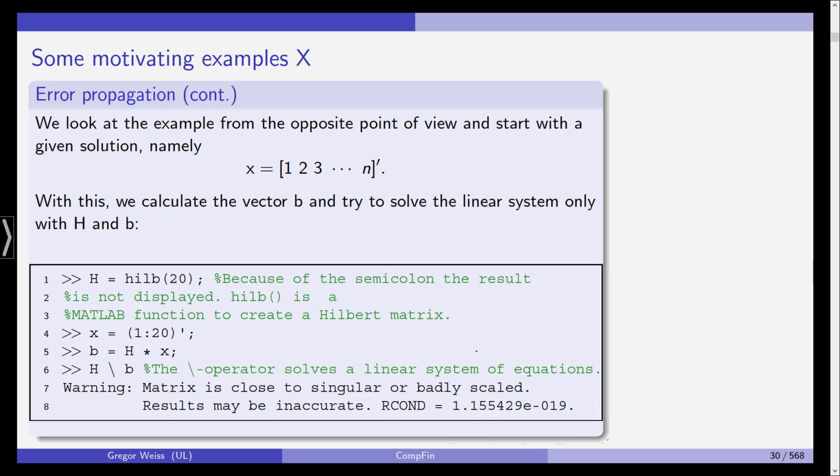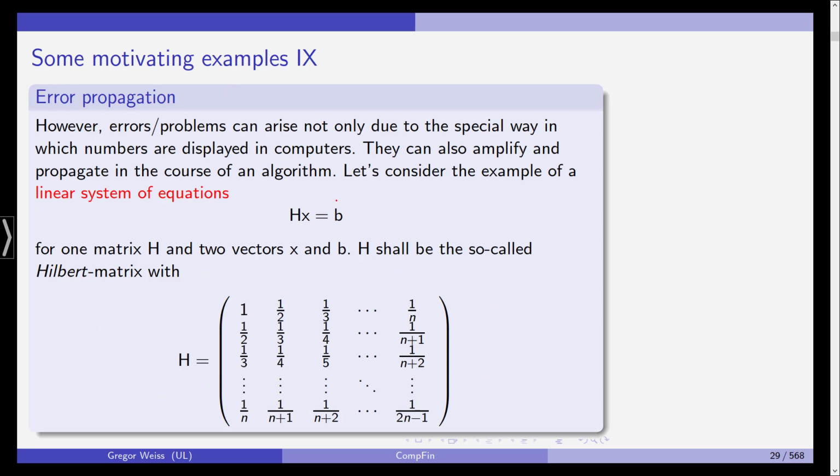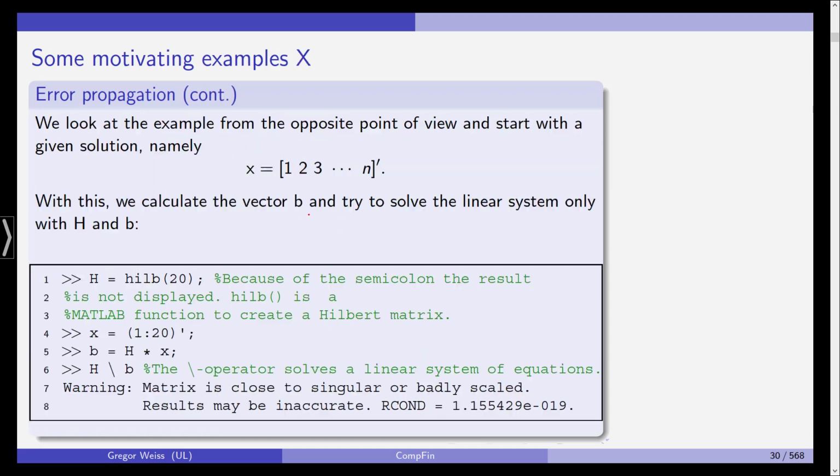We are taking a very simple example, and in a way we reverse engineer this, because we say that the solution is 1, 2, 3, 4, 5, 6, 7, 8 up until n, and we are constructing this vector b, and we want to see how MATLAB works and if it's able to retrieve our original solution, which we know is 1, 2, 3, 4, 5, 6 until n. So first of all, we define the Hilbert matrix. H equals Hilb 20, so it's a 20-dimensional Hilbert matrix.